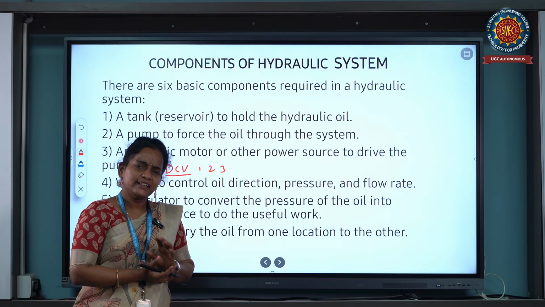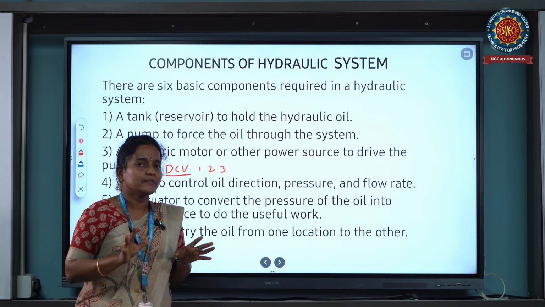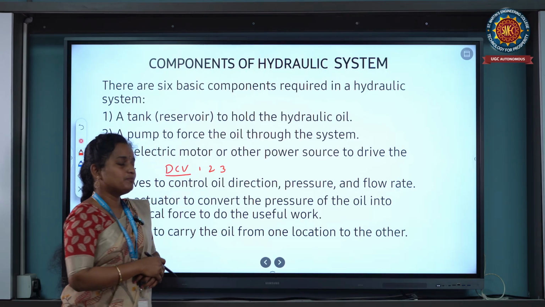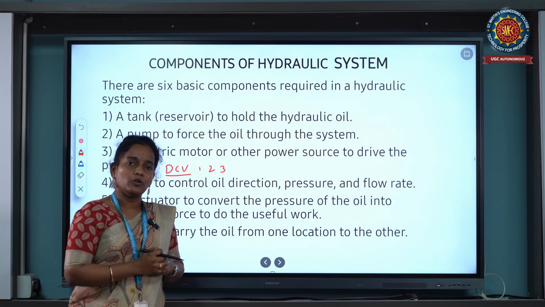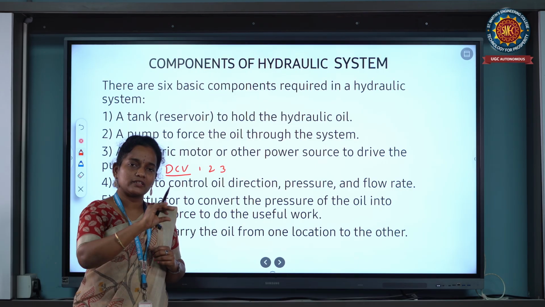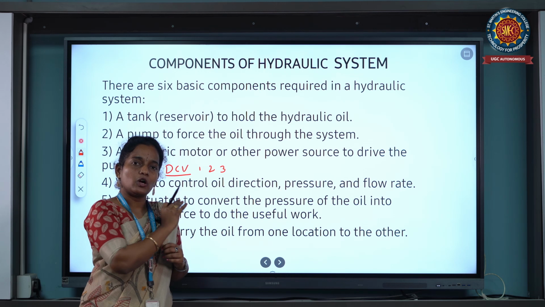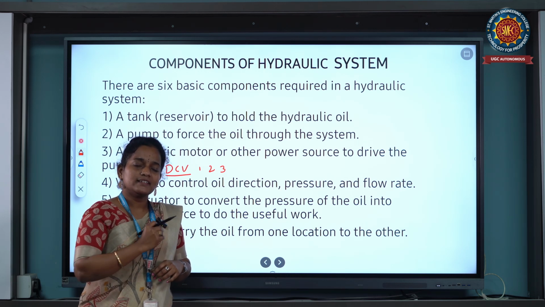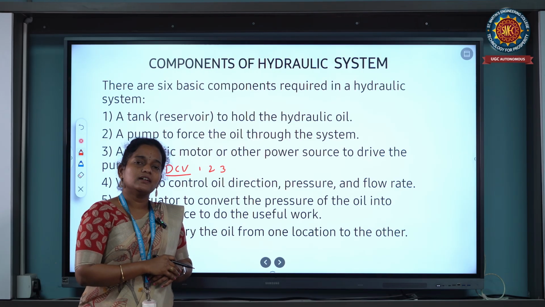In point 1, when you want to stop the procedure, immediately you have to click the first one. If you want to forward the flow, from the pressure regulator you have to send the flow through the direction valve to the actuator. In that case, you have to click the second option, the forward option only. So third one, return.